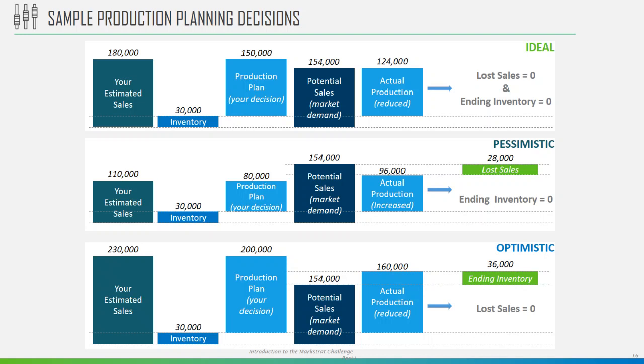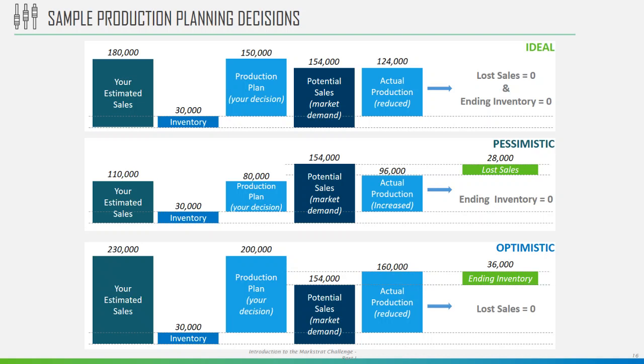Okay. The second one is pessimistic. You anticipate 110,000. You've got 30,000 in inventory, so you need to order 80,000. Your actual demand is 154,000. So what the simulation will do is adjust that 80,000 upward, but only up 20%, which gets you up to 96,000. So you still end up losing out on 28,000 units, which is not a good thing.